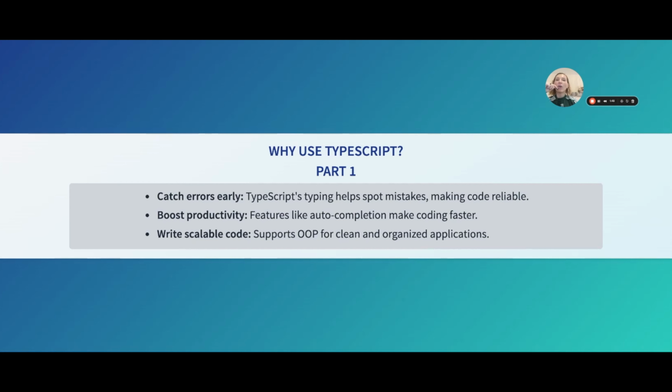Next, think of your code editor as a super smart assistant. TypeScript powers it with features like smart navigation and auto-completion, so you code faster with fewer mistakes. And for big apps, its object-oriented tools like classes help you build scalable code that doesn't crumble under any pressure. And TypeScript benefits don't stop there. Let's keep going.